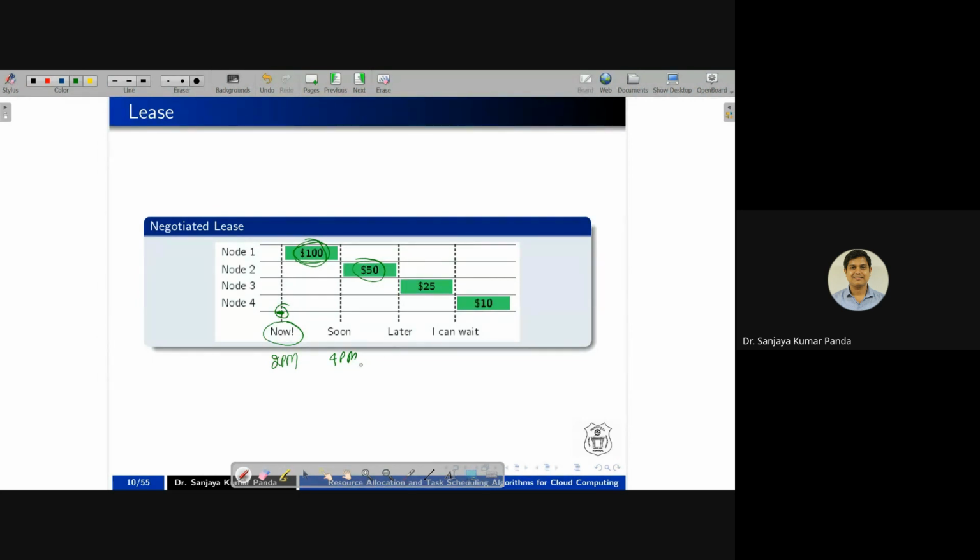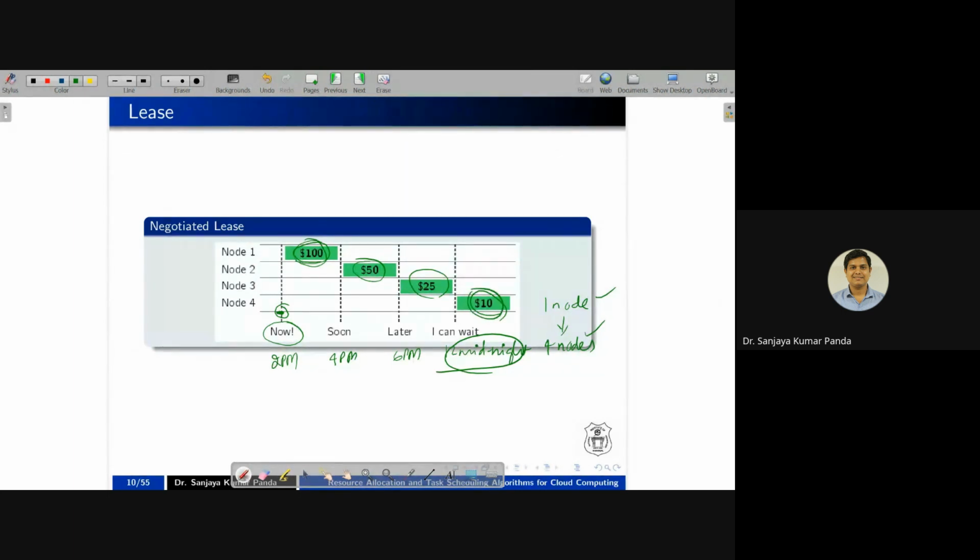Similarly, let's say at 4 p.m. also the provider is not ready. Then the provider will say, you change it to 6 p.m. and I'll provide you the service for $25. Or it will say, you extend the deadline to 12 midnight and I'm going to provide the service for $10. Or if you need one node, I can provide, let's say, 4 nodes. You extend your deadline up to 12 midnight, instead of one node I am going to give 4 nodes, and you pay only $10. That is fine for me.